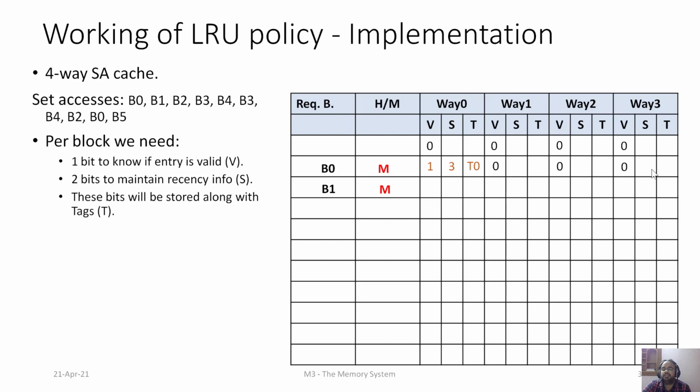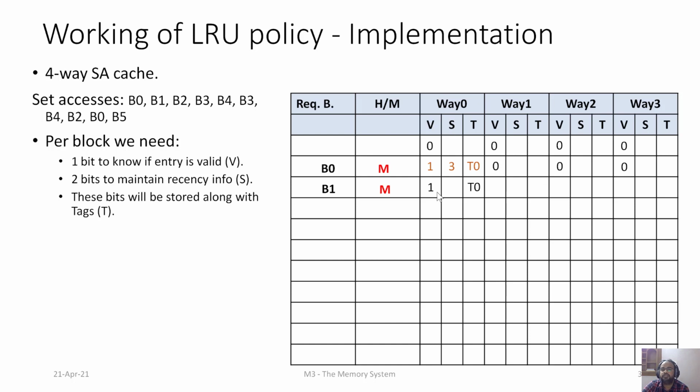This particular set is activated and all the tag bits are observed. One of them has valid bit as 1. So T0 is read out, and T0 and the tag bits of B1 are matched, and it will be a mismatch. So that's when we'll know that it's a miss. Accordingly, the cache controller will look for a space to keep B1.